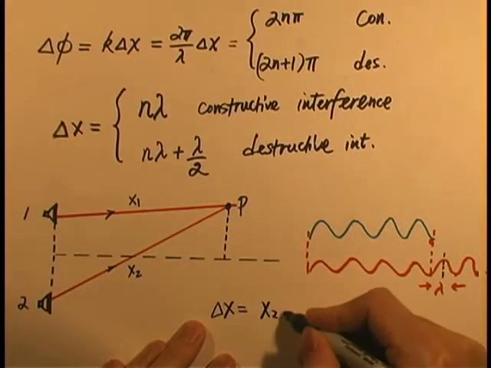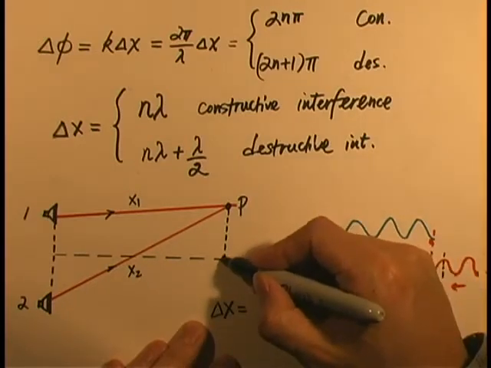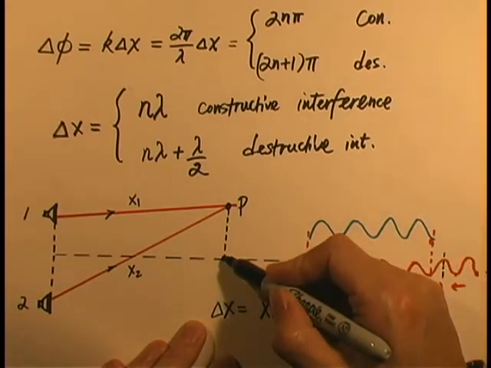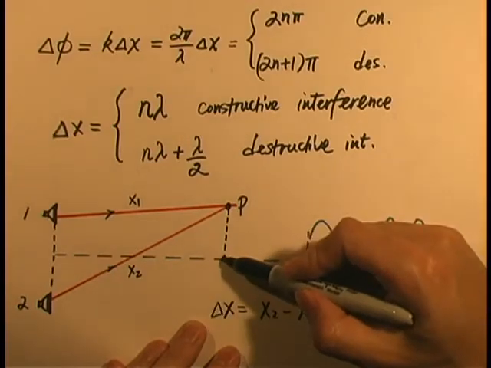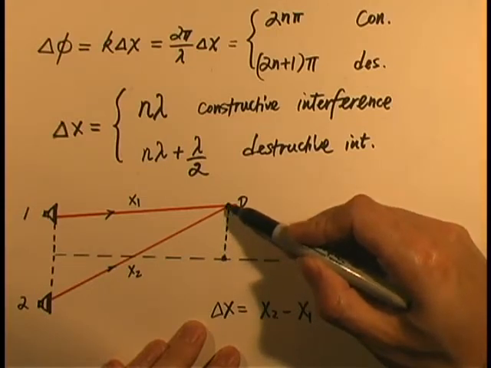That's x2 minus x1. If that delta x is equal to 0, which means you're right in the middle, then these two waves will arrive at that point in phase. The phase angle differs by 0 degrees. So therefore, right in the middle, you can have a maximum of sound intensity. And then suppose you go up this way. At some point, you find that the intensity becomes 0.